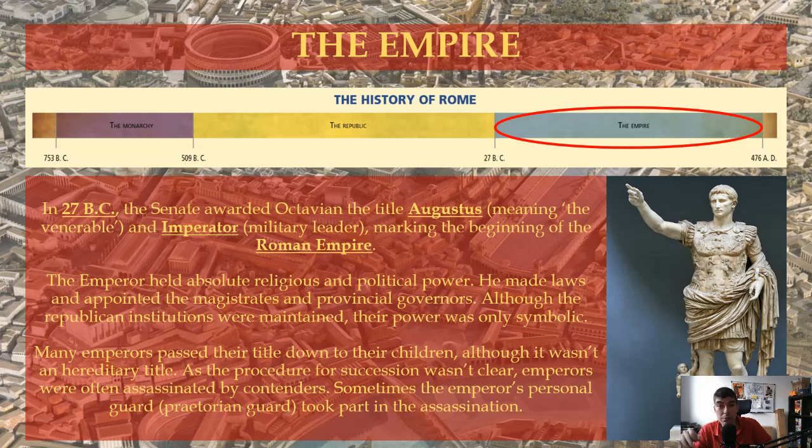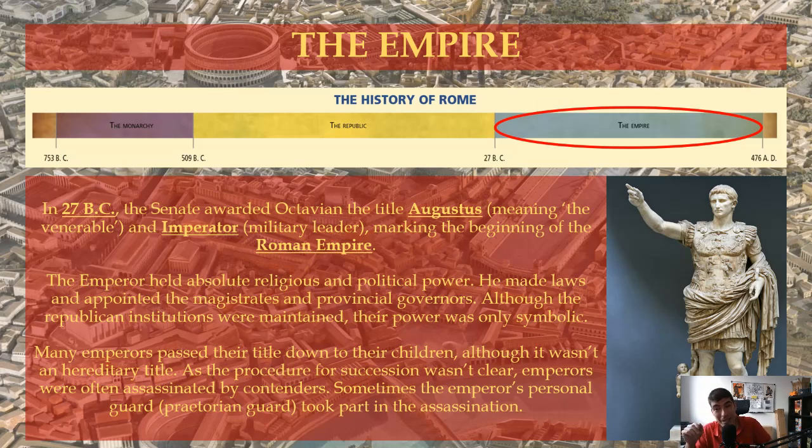And even though the republican institutions were still alive, they had no power. And these emperors usually passed their title down to their children, as if they were kings, although this wasn't mandatory. Since this procedure of succession was not clear, the son of the emperor wouldn't necessarily be the next emperor, so there were many conflicts and many emperors were assassinated.